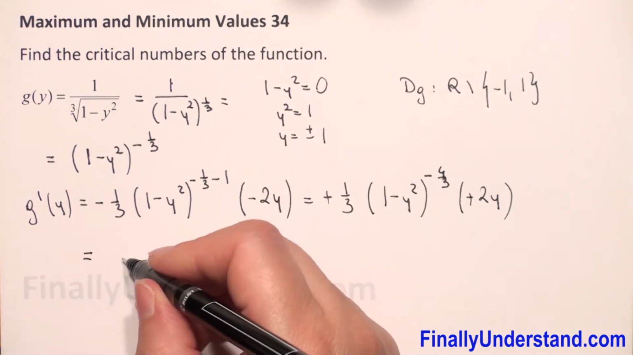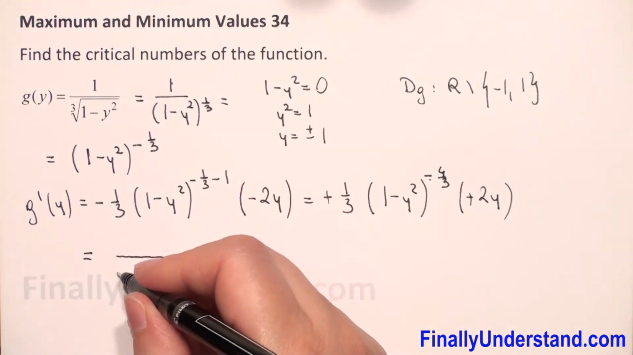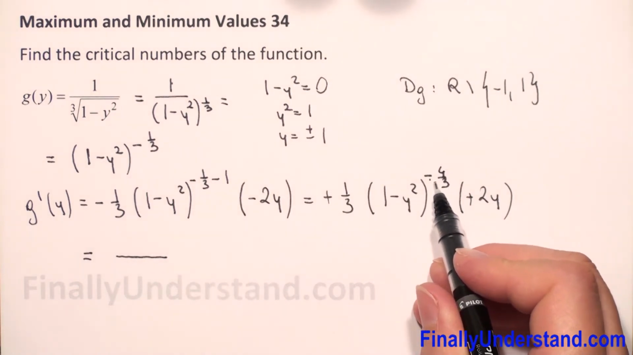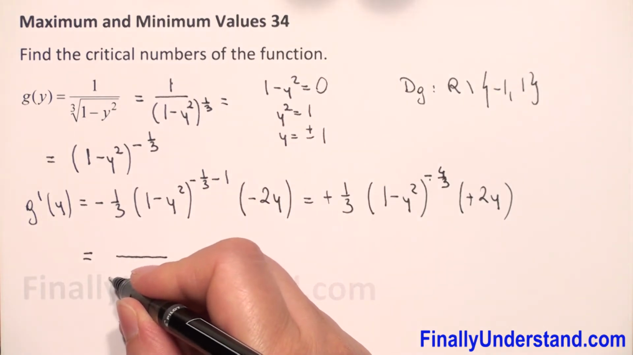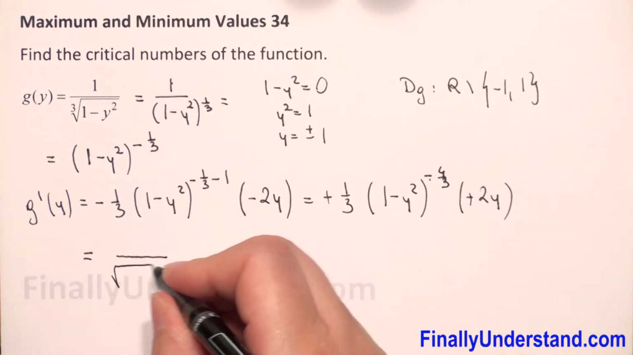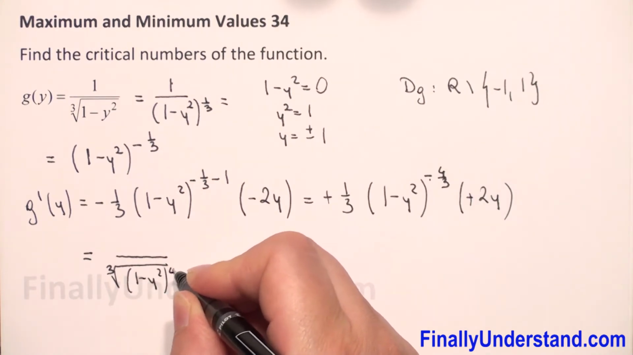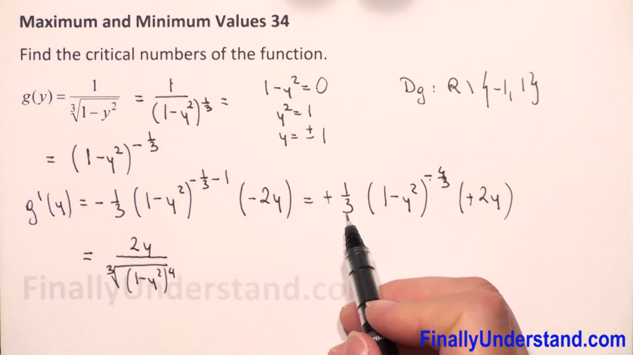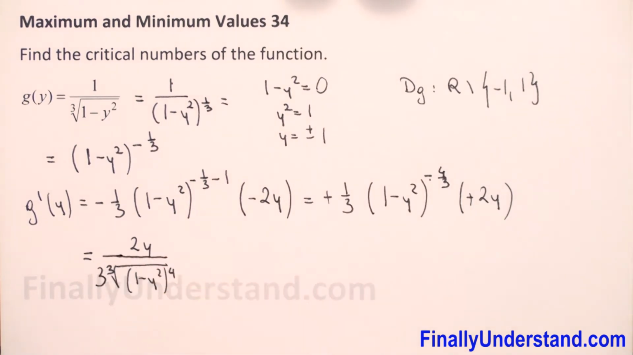And what else? We can change this to a fraction, because this expression is to a negative power, so it will be in the denominator. And because we have a fraction here, we will have a cube root, because the denominator is 3, so it will be the cube root of 1 minus y squared to the power 4. And the numerator will be 2y. Don't forget about this 3. We have 1/3, so it goes to the denominator. So this is our derivative.